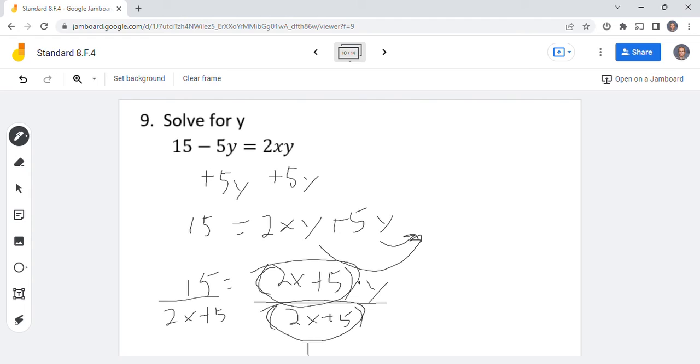So that leaves us with y over on the right hand side. And on the left hand side we have 15 divided by 2x plus 5. And the y is now by itself. So we are finished.